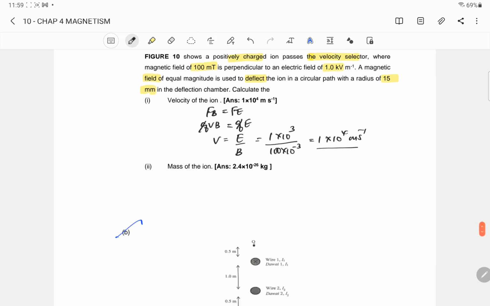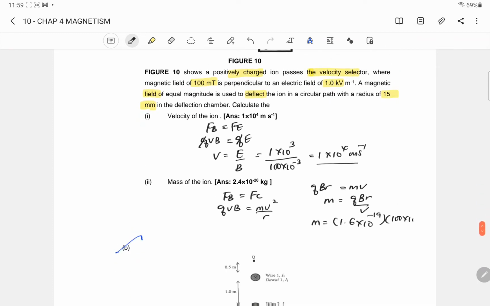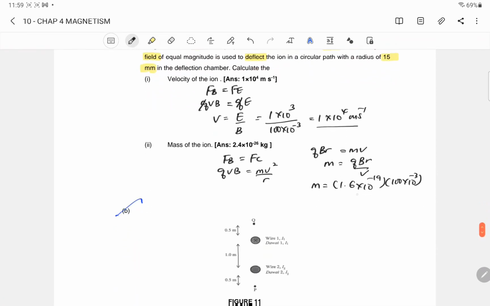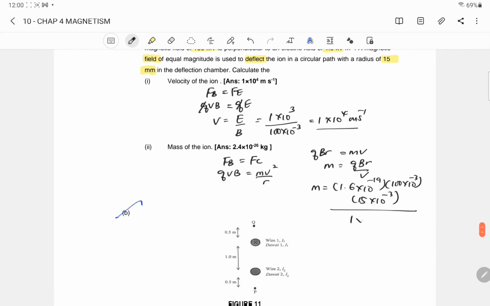For the mass of the ions, we use FB equal to FC. So QVB equal to mv squared over R. So kita ada kat sini QBR equal to mv. So m equal to QBR over v. So Q is 1.6 times 10 power of -19. B is 100 times 10 power of -3. Radius 15 times 10 power of -3 bahagi dengan velocity yang kita dapat 1 times 10 power of 4. Okay, so kita dapat mass kat sini lah. Mass is 2.4 times 10 power of -26 kilogram.